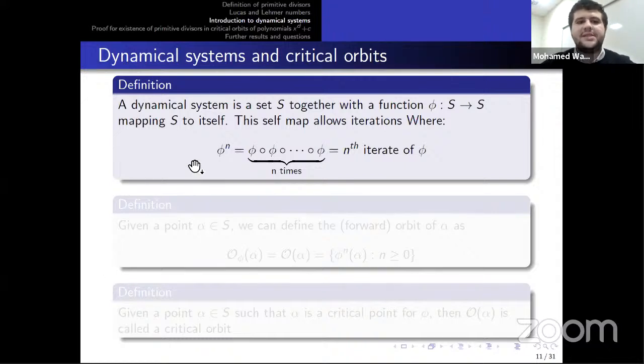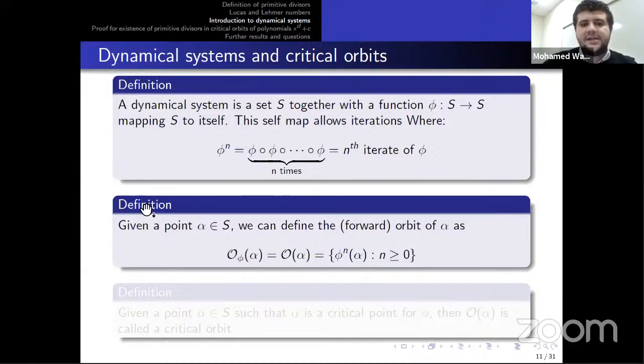First, I define what a dynamical system is. A dynamical system is a set S together with a function phi, a self-map from S to S. This self-map allows iterations, where we can define phi n to be phi composed with itself n times.